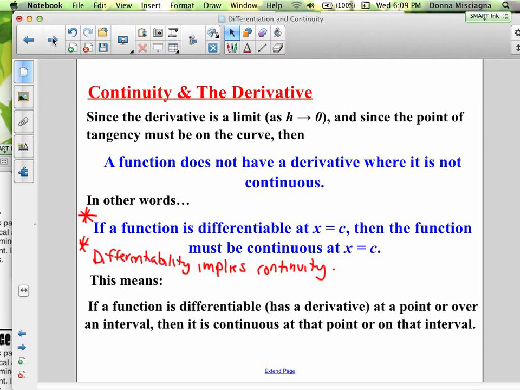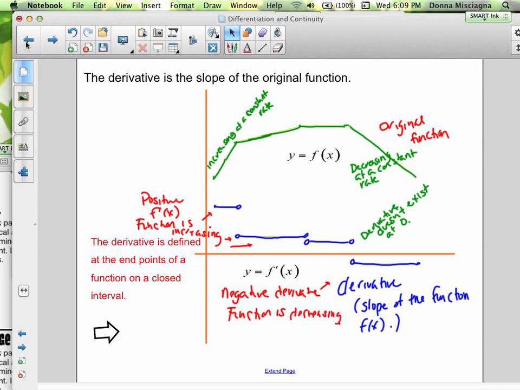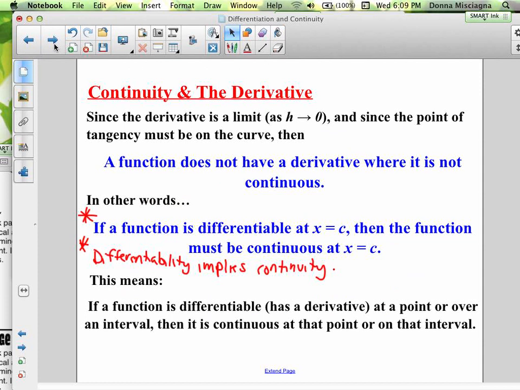All right, so continuity and the derivative. Since the derivative is a limit as h approaches 0, and since the point of tangency must be on the curve, a function does not have a derivative where it is not continuous. But notice this is a continuous function. There's no problems with continuity on this particular function, but there are places where the derivative just does not exist. But if you're not continuous, you will have places where your derivative does not exist.